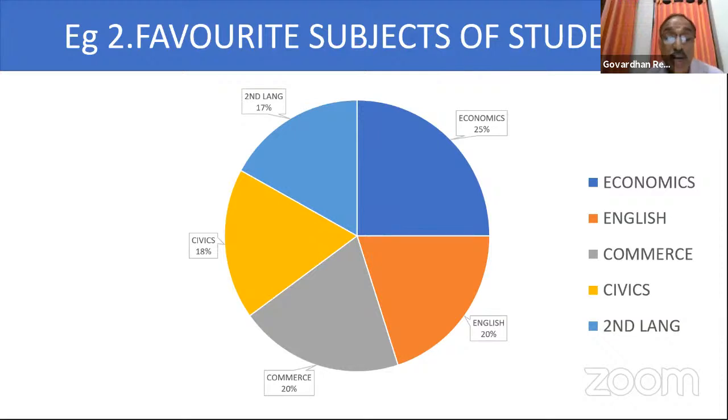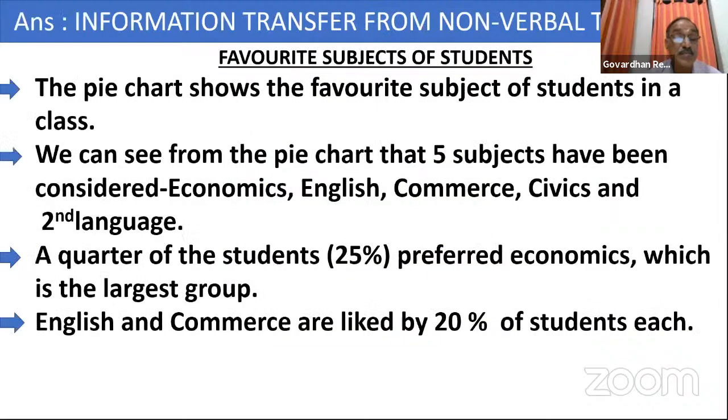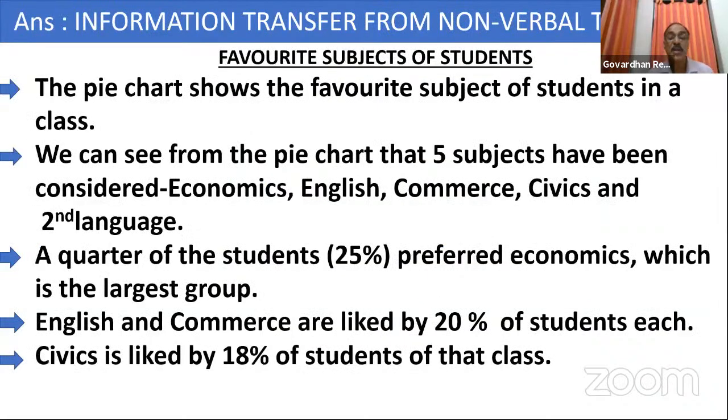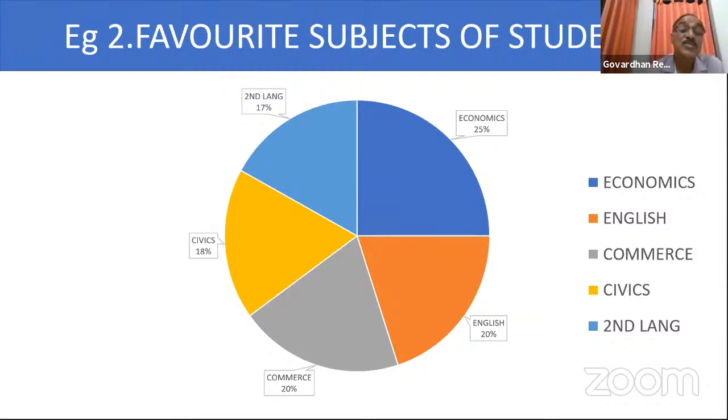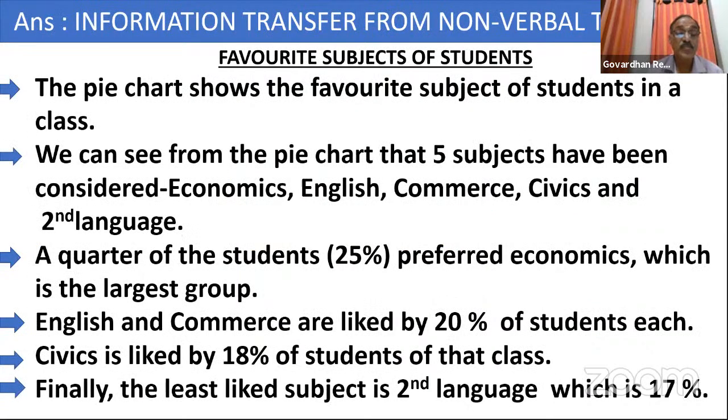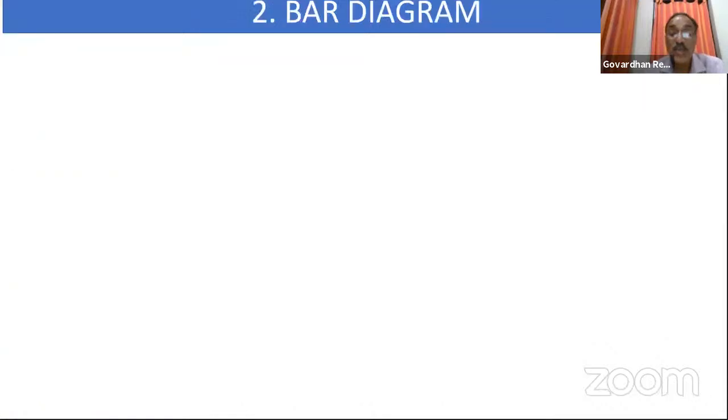Again, coming back to the pie chart, the next is civics, which is liked by 18% of students. Civics is liked by 18% of students of that class. The last sector is the second language, which is liked by 17% of students. Finally, the least liked subject is the second language. Like this, you can write sentences using the pie chart.